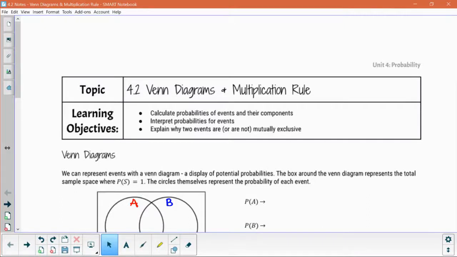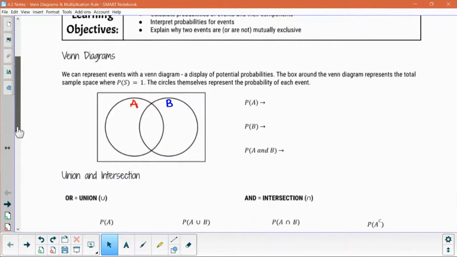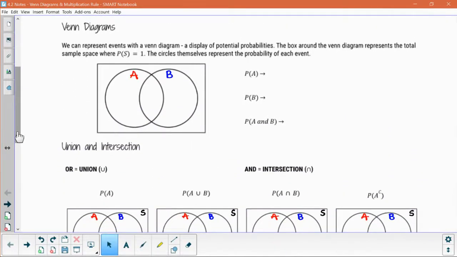Welcome to 4.2 Venn diagrams and multiplication rules. So first we are going to reintroduce Venn diagrams. They are something you have seen previously. A Venn diagram is a display of potential probabilities.